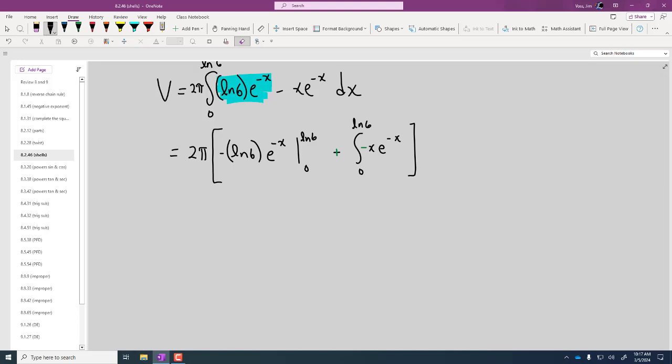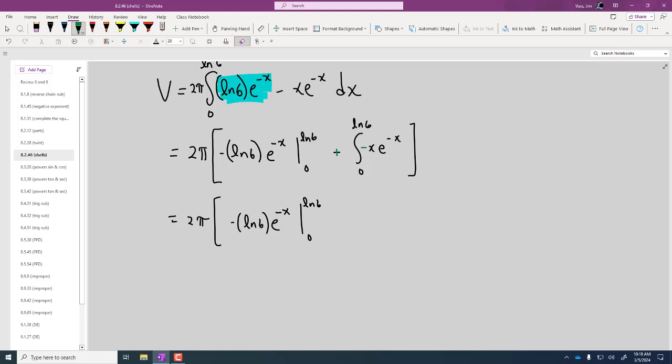All right, so now we have 2 pi. And in here, we can pause and just evaluate from 0 to natural log of 6 later, because we're going to have to do that anyway. We can just do it all at once. Doesn't matter. You can evaluate it right this moment if you want. It's whatever your preference is. I'm just going to wait and get this other integral taken care of.